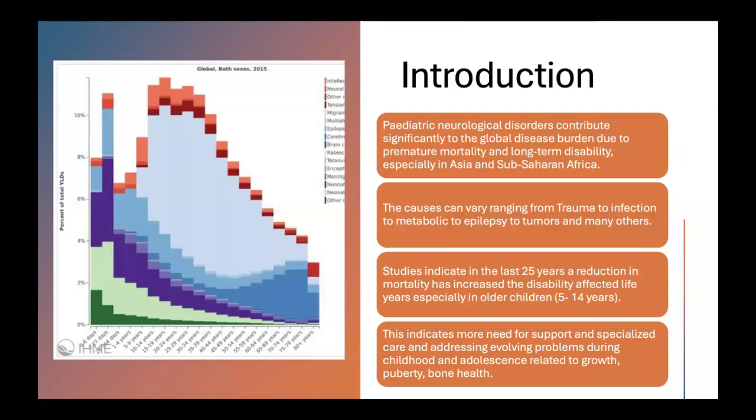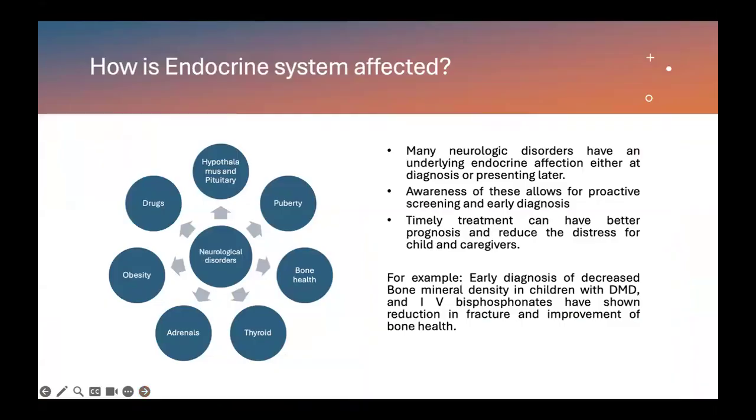So how is the endocrine system affected in various neurological disorders? Many neurological diseases have an underlying endocrine affection, either at the beginning or the start of diagnosis, or they present later on. Awareness and anticipation of these endocrine complications allows for proactive screening and early diagnosis, timely treatment of which can result in better prognosis and reduce distress for the child as well as the caregivers.